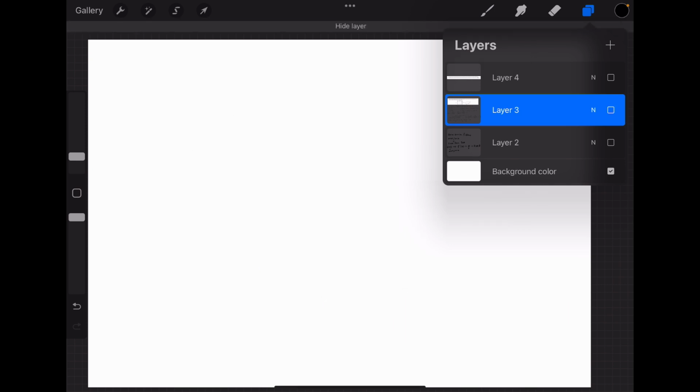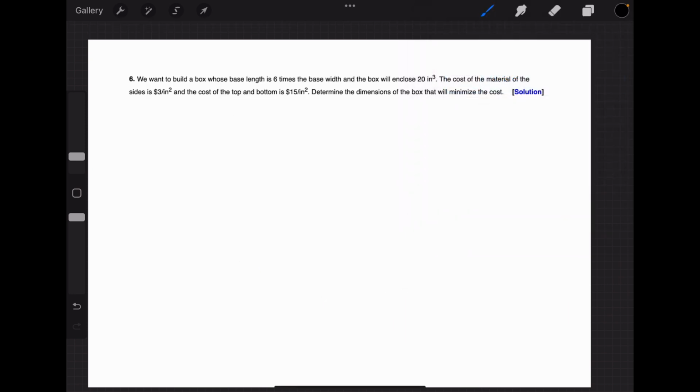Right, now let's look at another problem that is related to cost instead of just volume. We want to build a box whose base length is 6 times the base width, and the box will enclose 20 inches cubed. So the volume is 20 inches cubed. The cost of material for the sides is $3 per square inch, and the cost for the top and bottom is $15 per square inch. Determine the dimensions of the box that will minimize the cost.